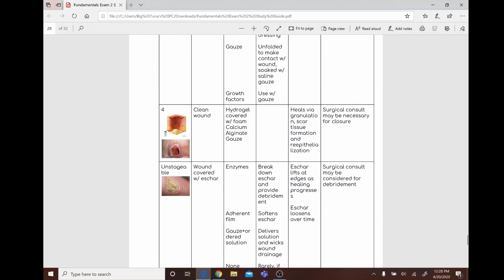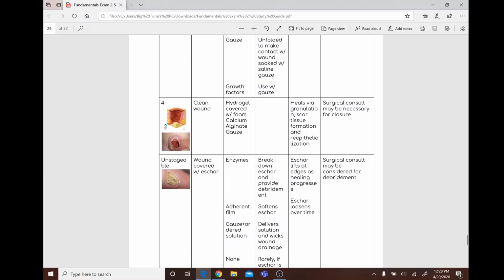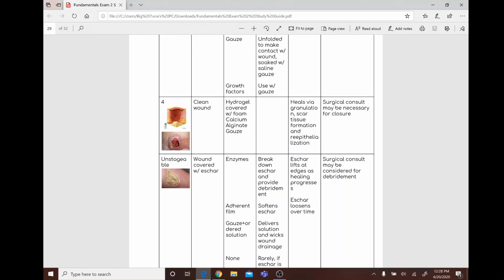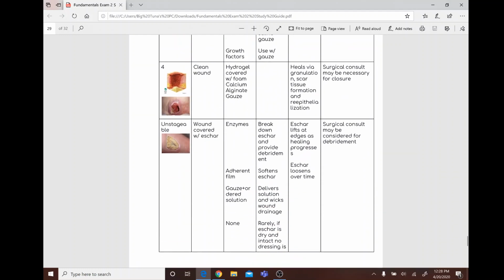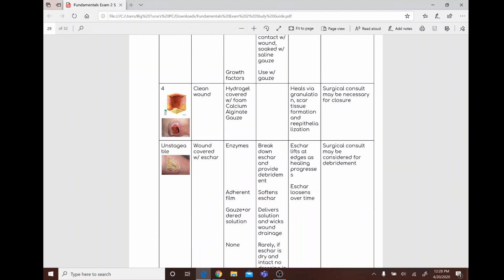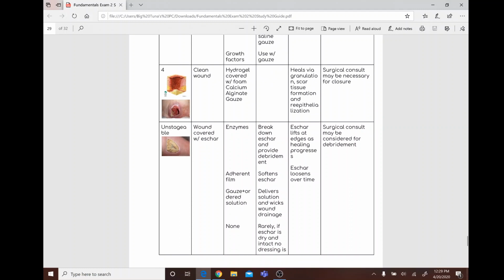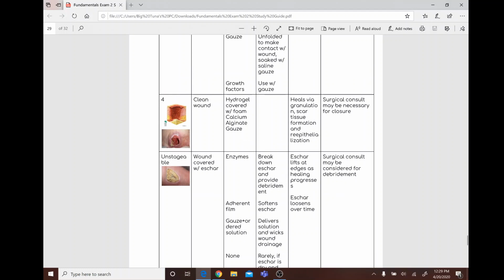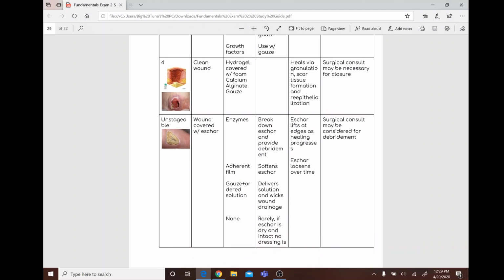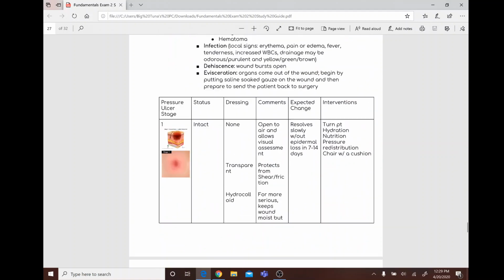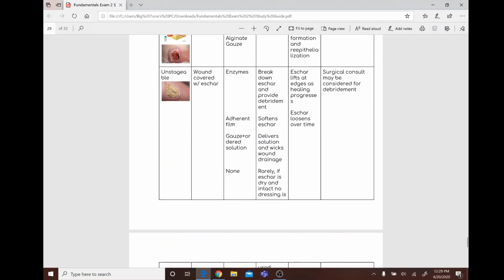What are the dressings we'll use for stage 4? Hydrogel covered with foam, calcium alginate, and gauze. What are the expected changes of stage 4 ulcer? Heals via granulation, scar tissue formation, reepithelialization. What are the interventions for stage 4? May need surgery.